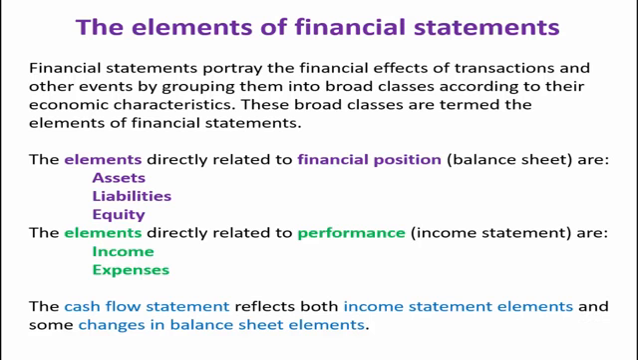The elements directly related to financial position, or balance sheet, are assets, liabilities, and equity. The elements directly related to performance, the income statement, are income and expenses. The cash flow statement reflects both income statement elements and some changes in balance sheet elements.